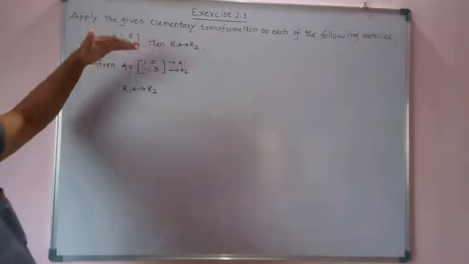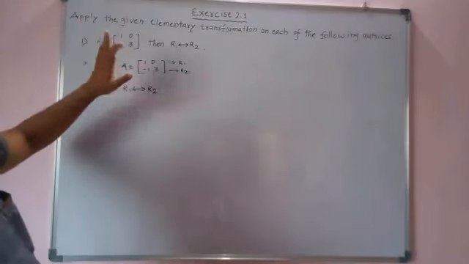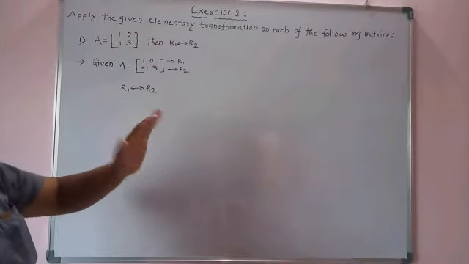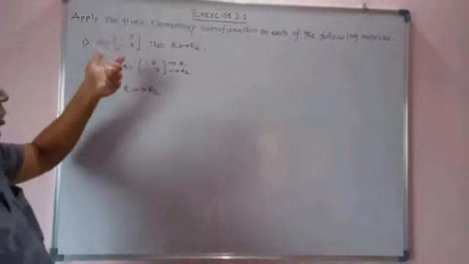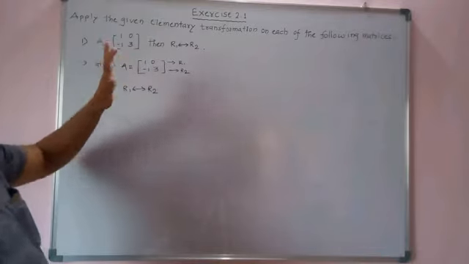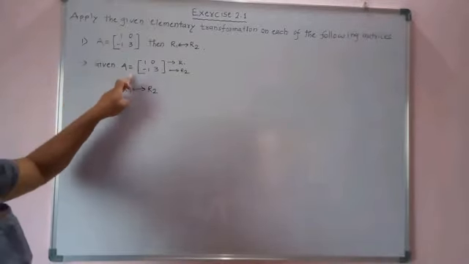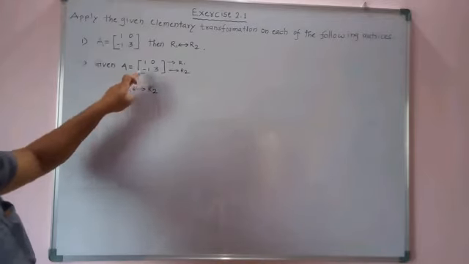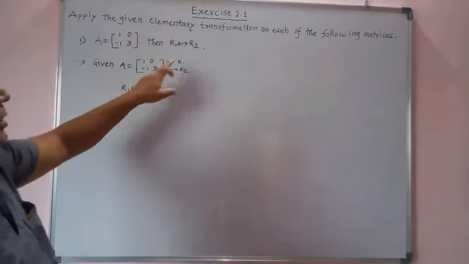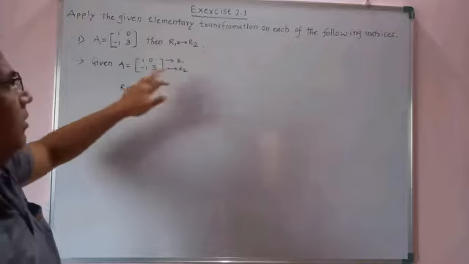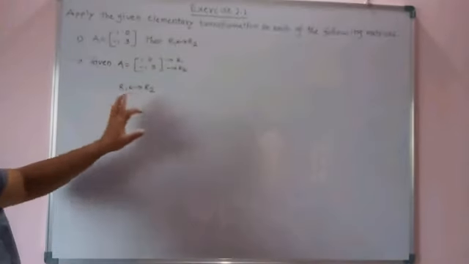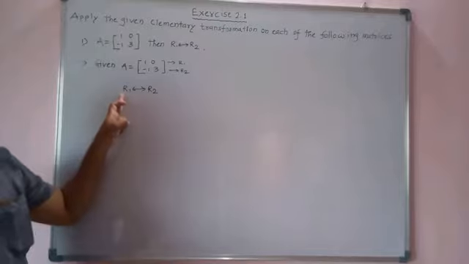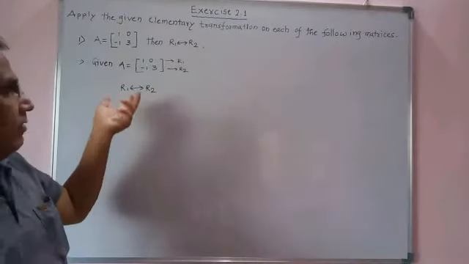This is a square matrix. What is a square matrix? The number of rows is equal to the number of columns. Therefore, given matrix A is [1, 0; -1, 3]. This is the first row, R1, and -1, 3 is R2. Then find R1 interchange R2.